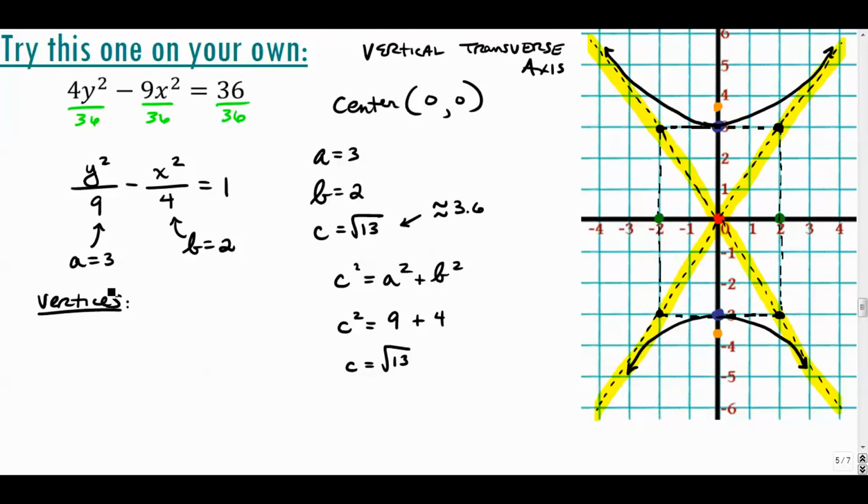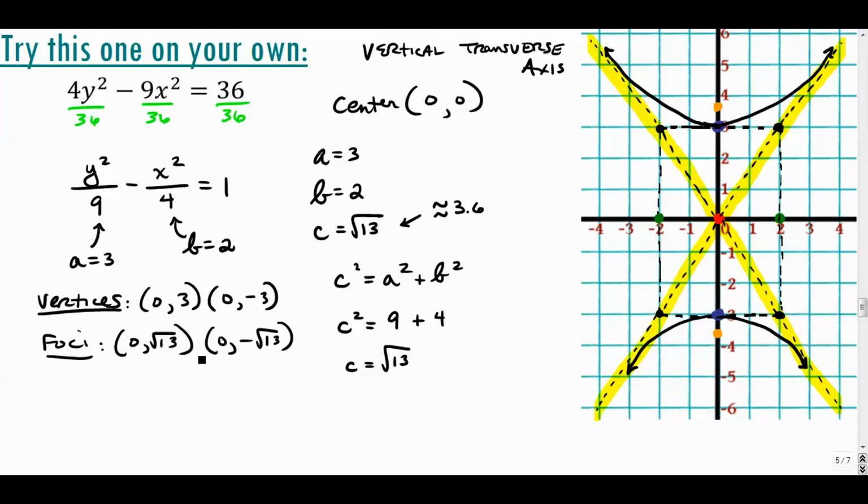The vertices are in blue, so those are going to be 0, 3, and 0, negative 3. The foci are up and down root 13. That's negative, sorry. And next up would be the, I guess, the asymptotes. The asymptotes, we need equations for those.